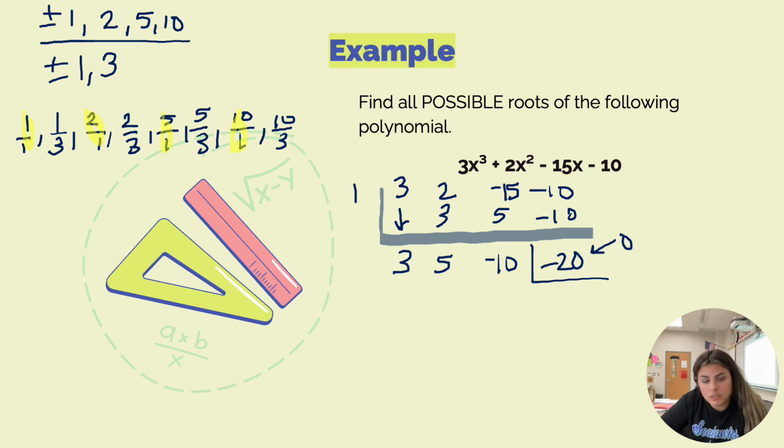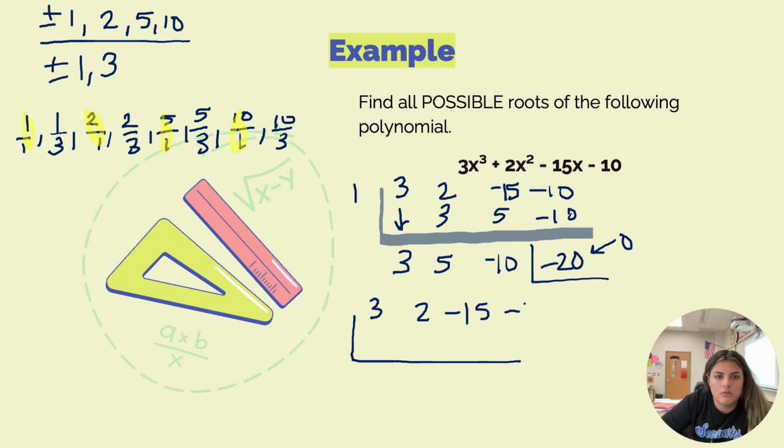Now, to save some room here, save some time, I went ahead and tested all these roots out, and I know that negative 2/3 is going to work, so I'm going to show you how. Okay, so 3, 2, negative 15, and negative 10. And I know that negative 2/3 is going to work. So bring down this 3. Negative 2/3 times 3 is negative 2.